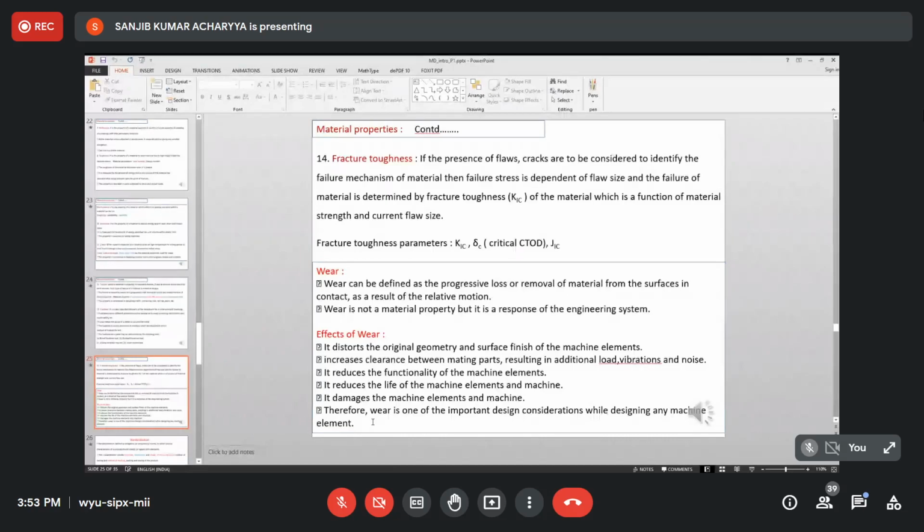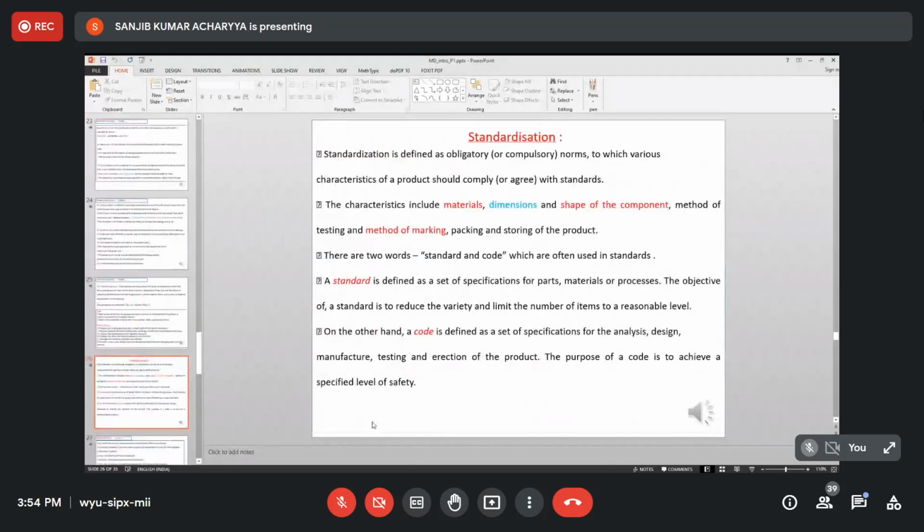Wear and tear is another material property. I have already discussed that due to rubbing, due to friction between two parts, there may be material loss, which is called wear. So it will reduce the size of the component because of wear and tear. And reduction in the size will cause reduction in the strength, leading to failure. So knowledge about wear, effects of wear, and resistance against wear are to be well understood by the designer.